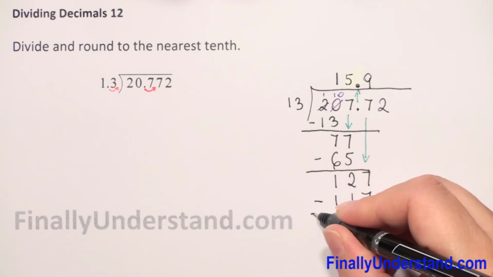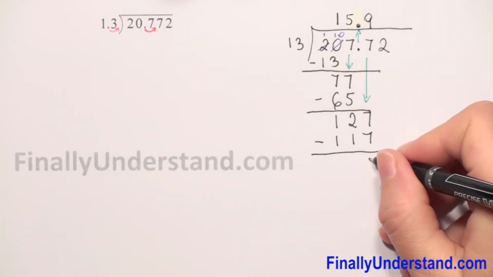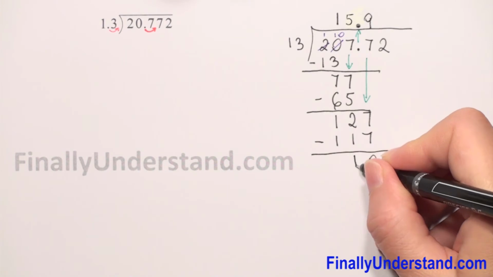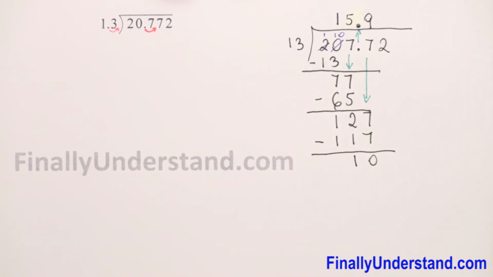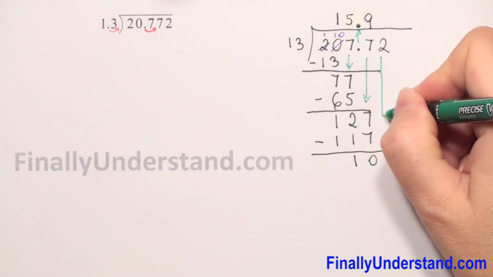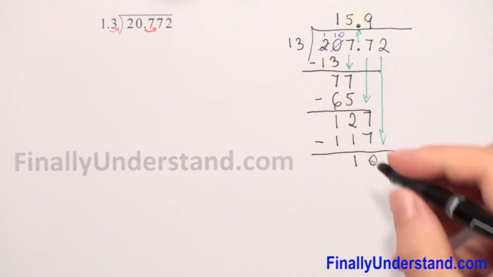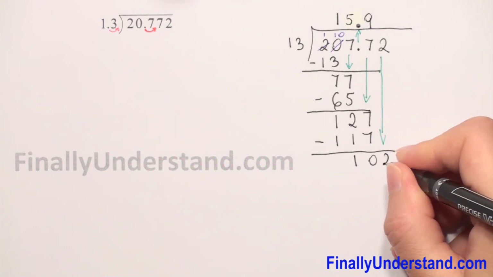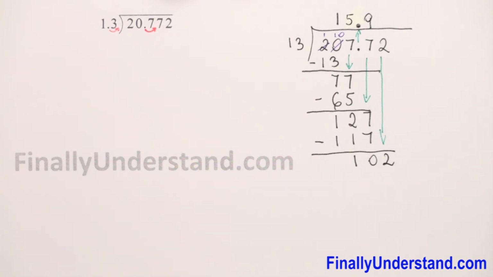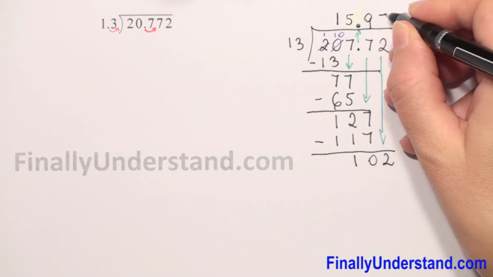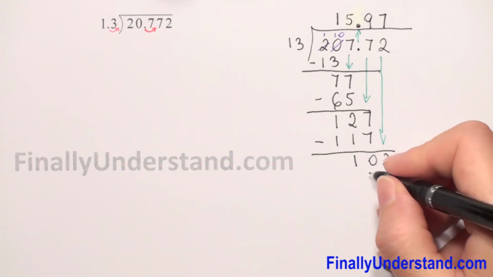And again we have to do subtraction. 7 minus 7 is 0. 2 minus 1 is 1. 1 minus 1 is 0. We don't have to write it. Next we again take down the next digit. So it will be 2. Now we have 102 divided by 13. So it will be 7. 7 times 13 is 91.